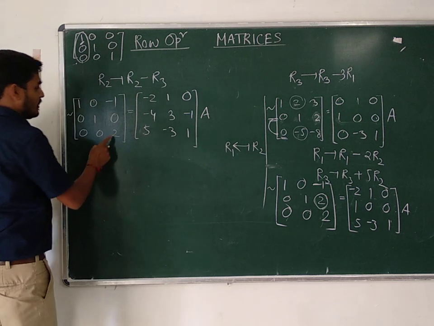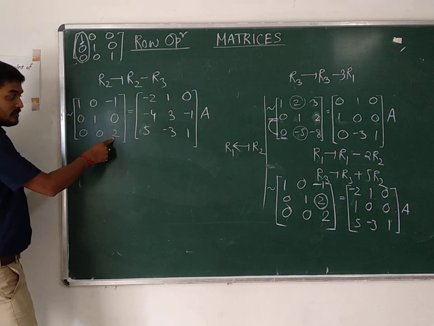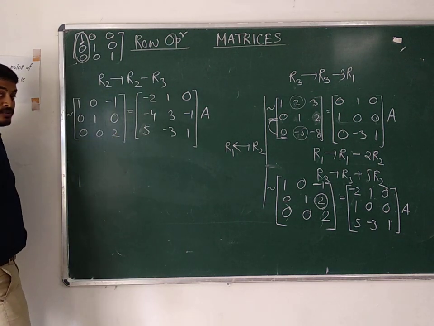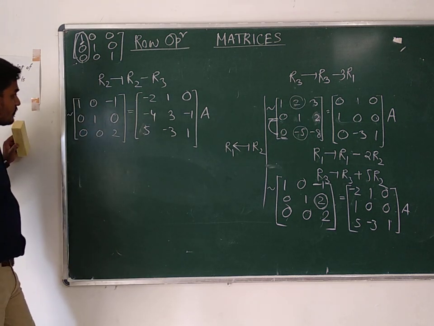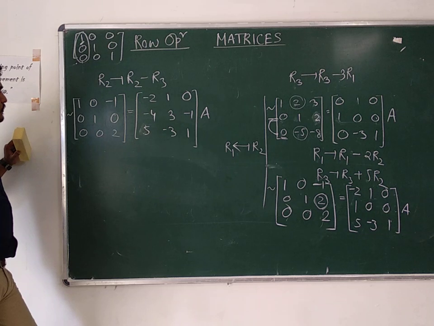Now, this element you have to make as 1, and this one element you have to make as 0. So, to make it 0, multiply row 3 by 2, plus 4 you get it.